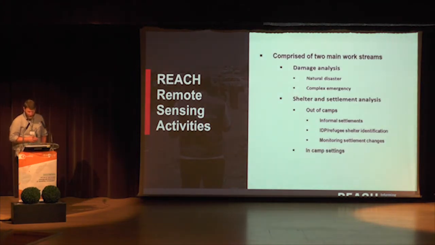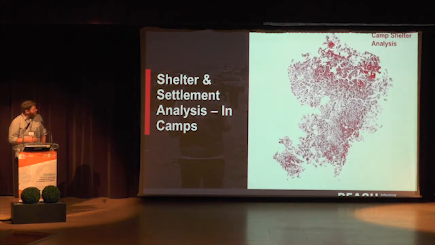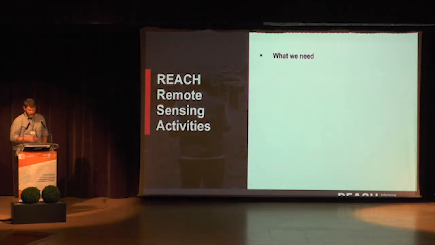And in camp settings where we work in a number of countries, the key is shelter and infrastructure. And I only have one example here. This may look familiar to some of you. This is the mega camp in Kutupalong in Bangladesh, and colleagues digitized over 70,000 shelters in the early phases of the crisis. So this is just a small part of what we do with satellite imagery.